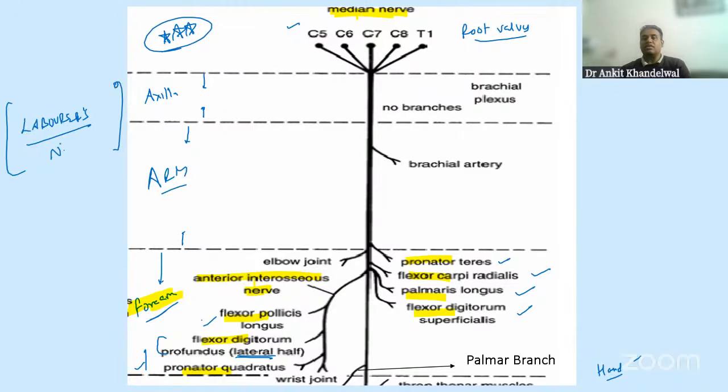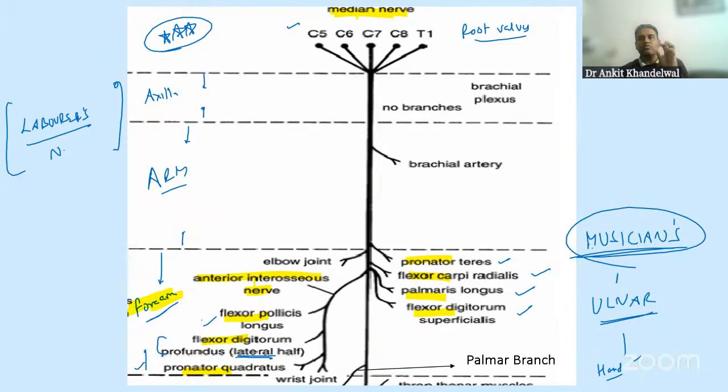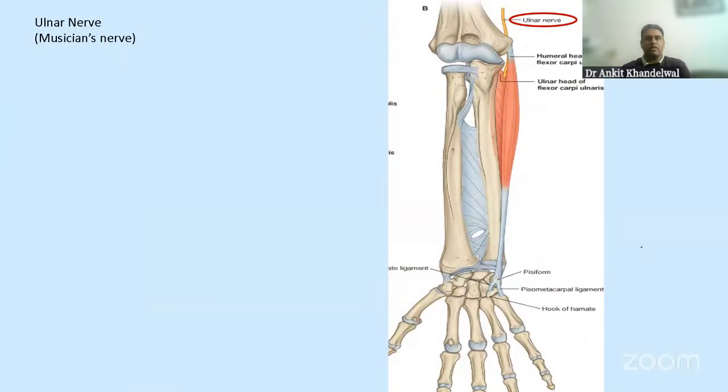While if you see distally in the hand, it is the ulnar nerve that is supplying more of the muscles. So what name do we give it? We also call it the musician's nerve, because of hand movements and finger movements. See over here, ulnar nerve, musician's nerve. These all things you have to write and make in bold or in a small box in your theory paper. Okay, so remember that.